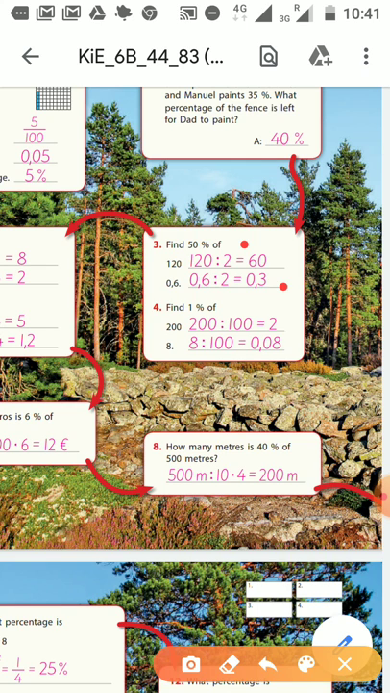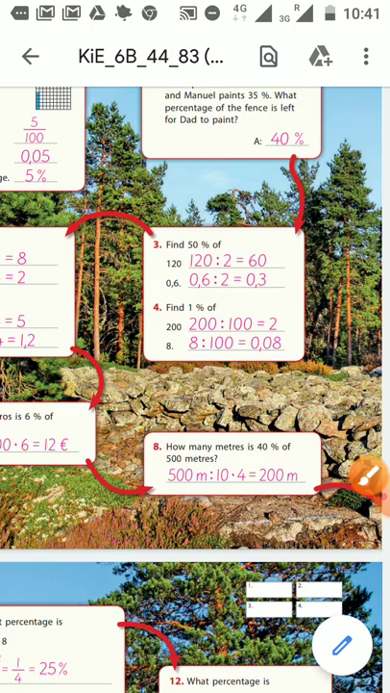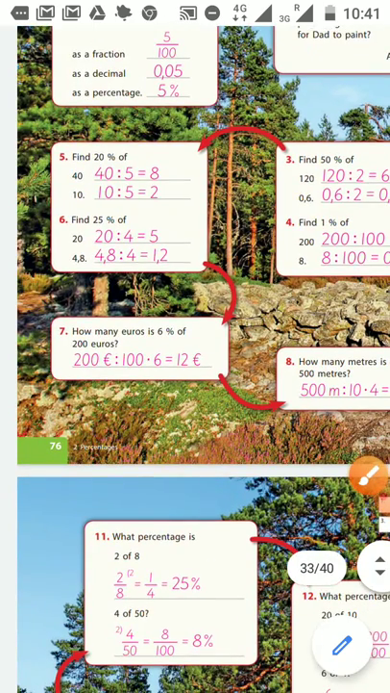Finding 1%. Now, what you've got to do to find 1% is just divide the number by 100. You're just going to move the decimal point 2 places to the left. So 200, if you moved it to the left or knock off those 2 zeros, it would be 2, wouldn't it? And 1% of 8, if you move that decimal point 2 places to the left, as you see here, it becomes 0.08. That's how you find out 1% of those numbers.